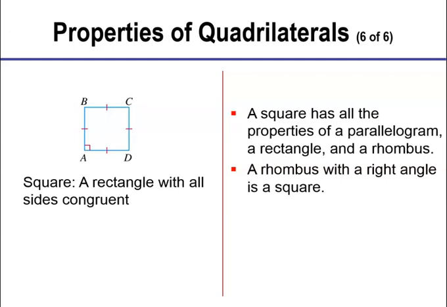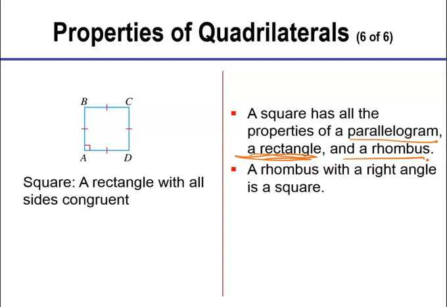All right, a square. We know what a square is. It's a rectangle with all the sides congruent. All the sides are the same length, right? Not only that, it has 90-degree angles. So a square has all the properties of a parallelogram and a rectangle. That's what makes it have the 90-degree angles, okay, because rectangles have 90-degree angles too, and a rhombus. So a parallelogram, a rectangle, and a rhombus. A rhombus with a right angle is a square, pretty much.